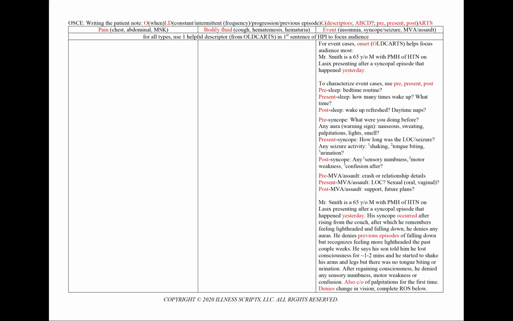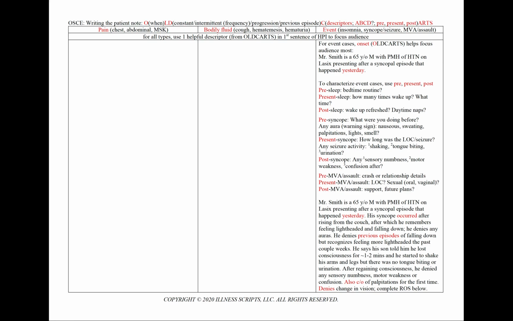So during his loss of consciousness, he was down for about a couple of minutes, and he did start to shake his arms and legs, but there was no tongue biting or urination. So again, it's important we ask about it individually, because he could just say, yes, I had seizing activity, but we wouldn't get the full details. And then after regaining consciousness, so we have the post framework, he denies any side effects, essentially. No sensory numbness, no motor weakness or confusion.